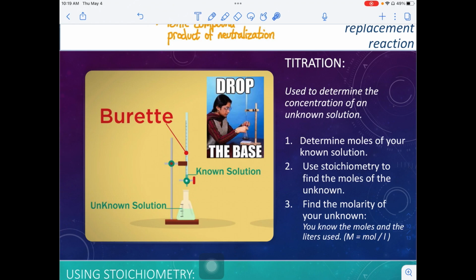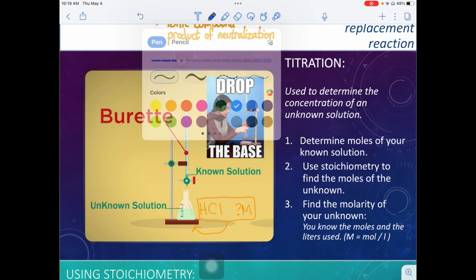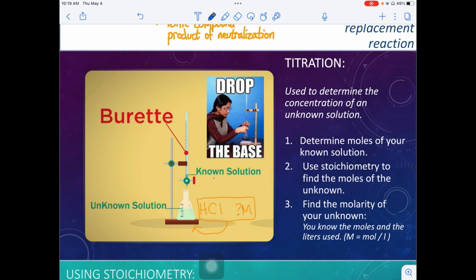Let's pretend that down here we have some acid, okay? Let's go with nice and simple. We have hydrochloric acid, and we don't know what the molarity is of that hydrochloric acid. Up here, we're going to have a known solution of a base. So we're going to have NaOH, for example. And let's just say this is 2 molar. Then what will happen is the person slowly adds it to here.